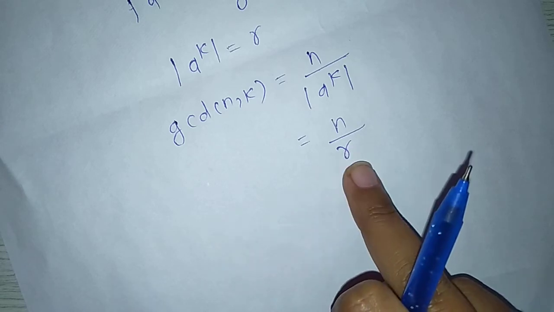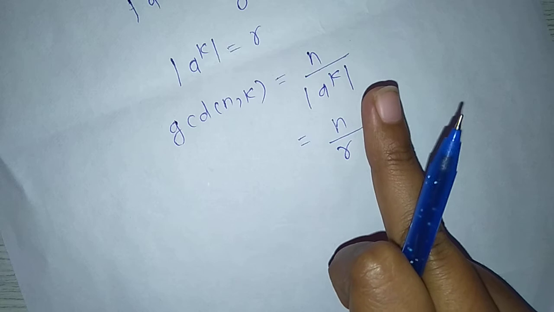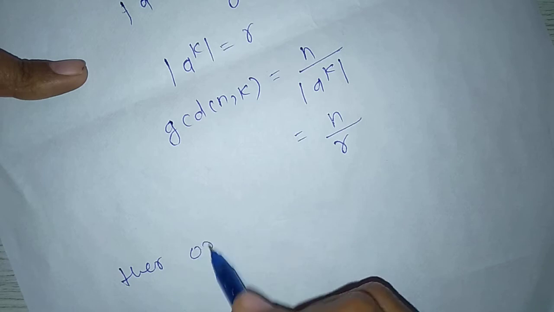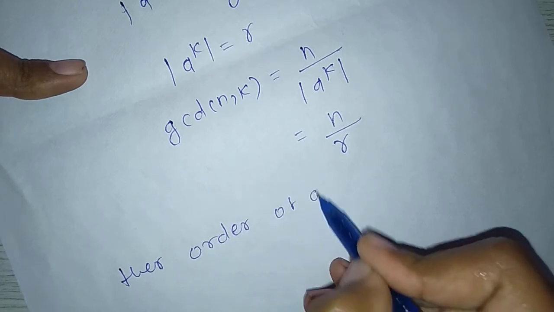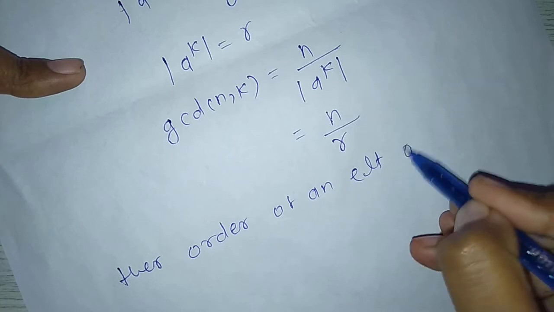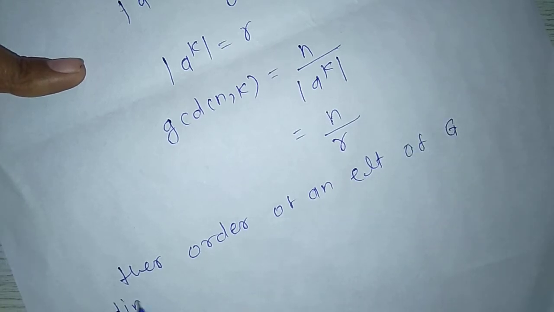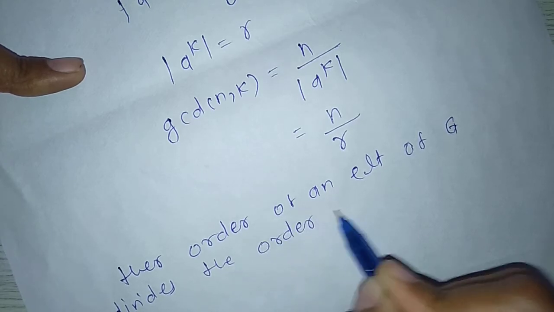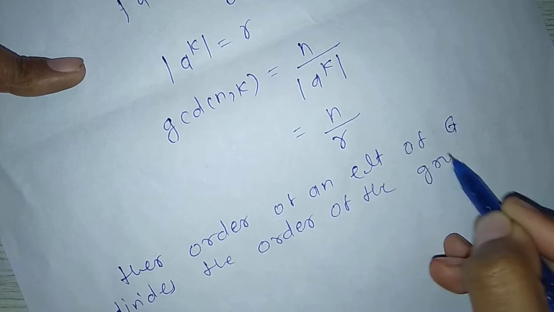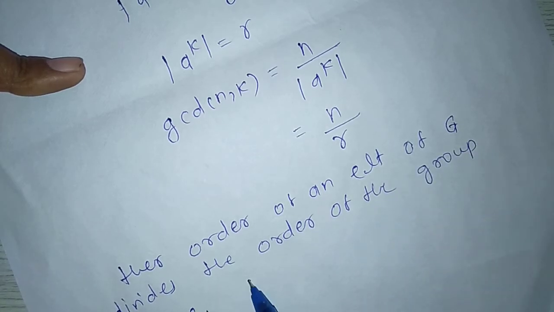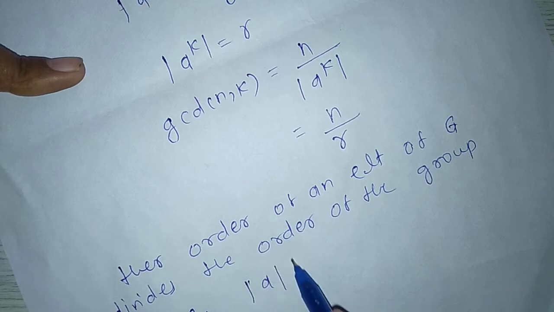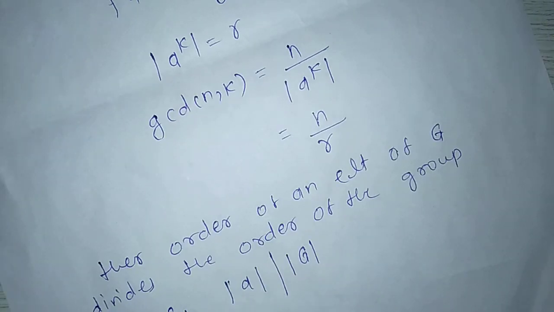This means the order of an element divides the order of the group. Here r is the order of the element of group G and n is the order of the group. Hence we get the order of an element of G divides the order of the group, that is, the order of a divides the order of G.